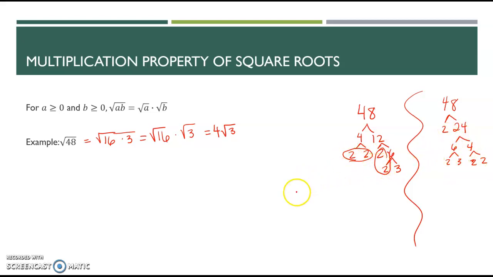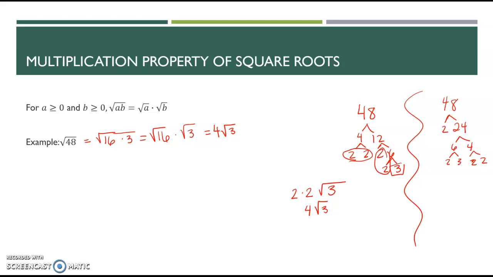Once I have my groups of 2, anything that pairs off goes to the outside, right? So I had a 2 and a 2, and left inside, Netflix and chilling, is my 3 all by itself. And then we just simplify. 2 times 2 is 4, and we end up with the same thing for square root 3. So either method works. If you can easily pick out your perfect squares, go for it.